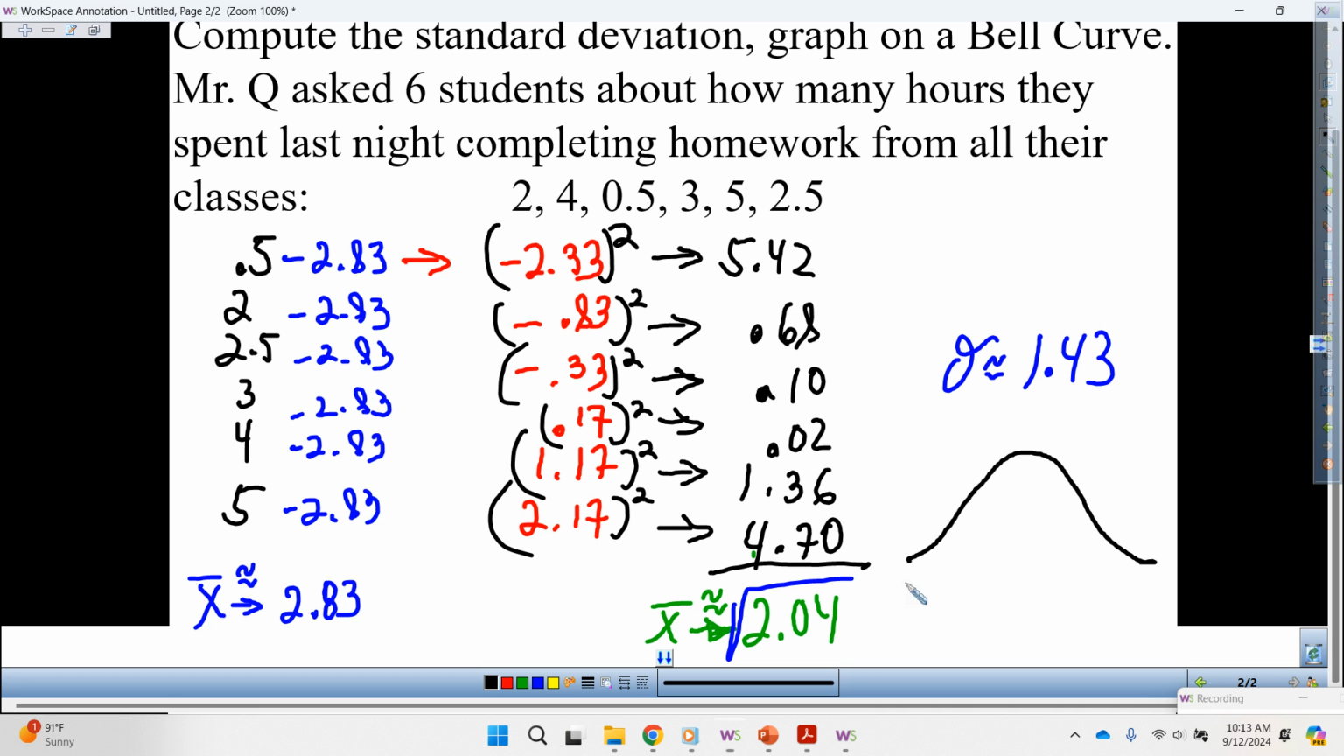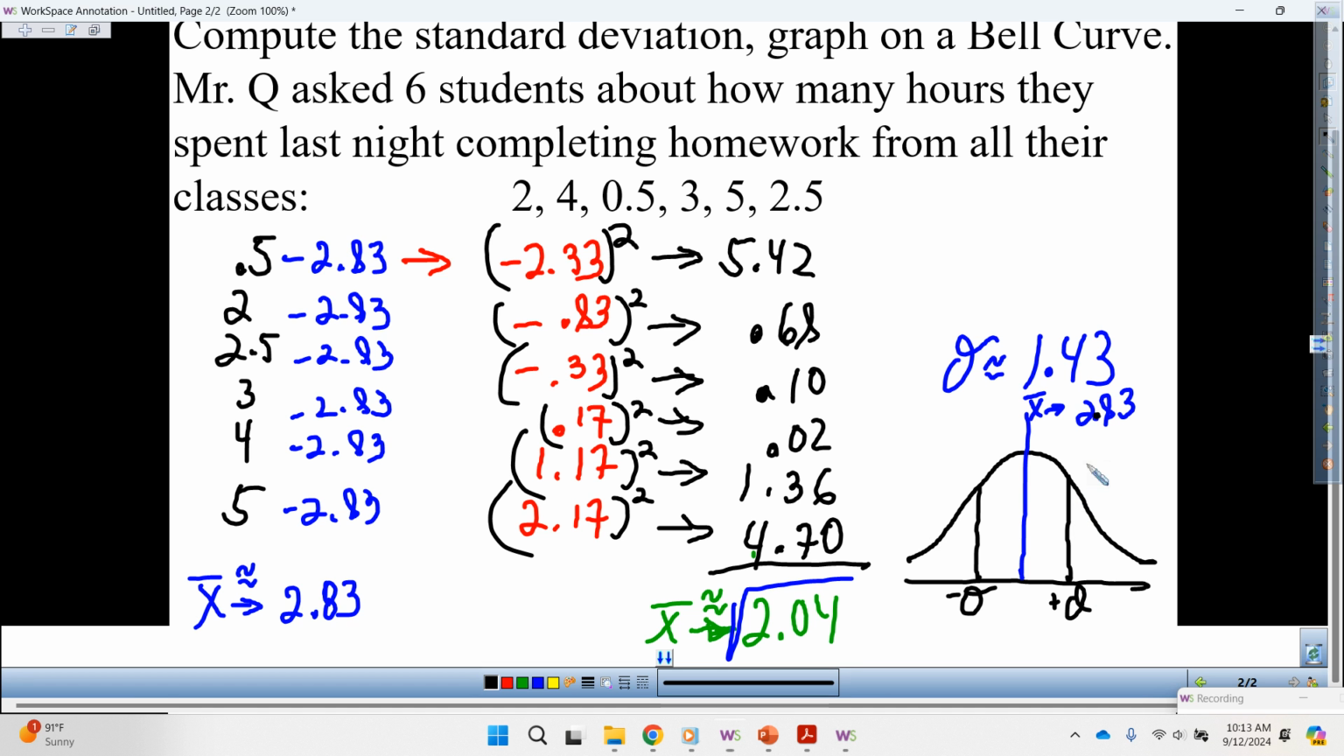Let's go. So, mean, look up. Our mean is here, which is 2.83. And I'm only going one standard deviation up and one down. Look up, please. So according to this problem, 6 students, how many hours last night spent? Standard deviation is 1.43. So after one standard deviation up, where am I at?